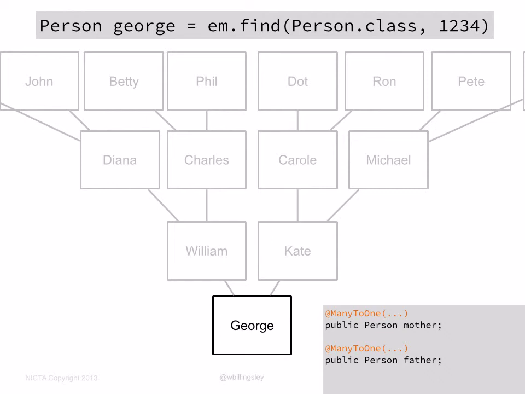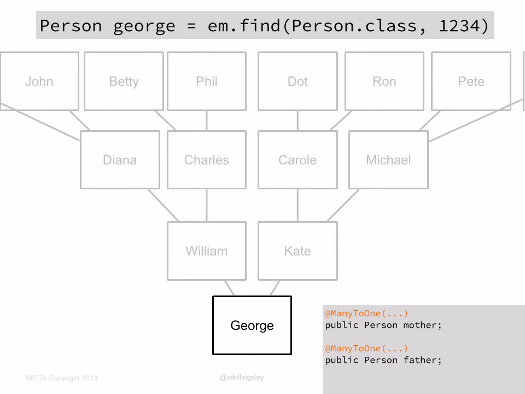And so we get George out of the database, but George has a reference to a father and a mother, and those are of type class person. So what do we do about that? Do we need to instantiate Kate and William and get those out of the database so that we can populate these references? And well, if we did that, if we instantiated Kate to get that one out of the database, well, Kate would have a reference to her mother and father. Would we need to get Michael and Carol out of the database? And Michael and Carol would have mother and father as well.